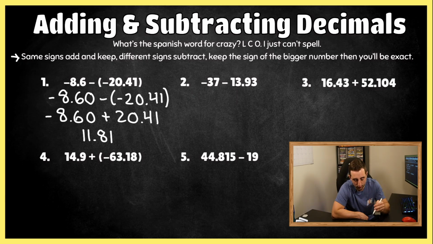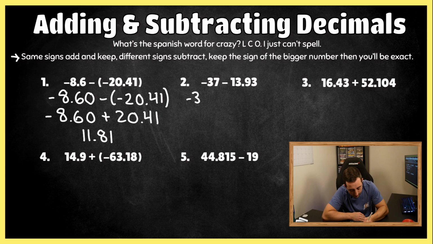And now we're going to jump right over to number 2. We have negative 37 minus 13 and 93 hundredths. And you're going to notice that 37 isn't even a decimal. So to make this into a decimal, we're just going to put a decimal point behind the 7, and we're going to add 2 zeros because that's not going to change the value of it at all. So let's go ahead and rewrite that. We have negative 37.00 minus 13 and 93 hundredths.